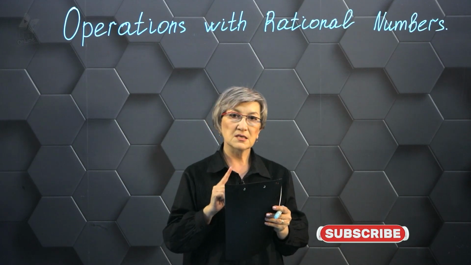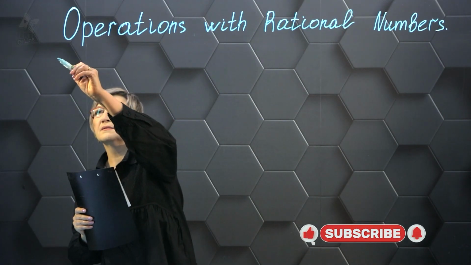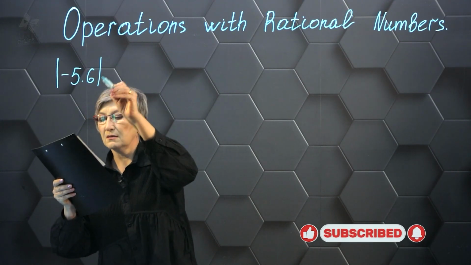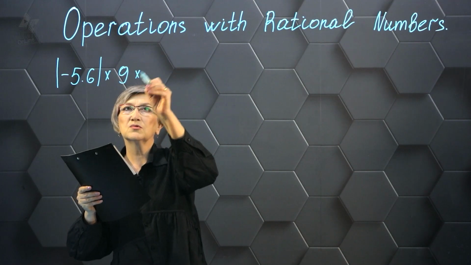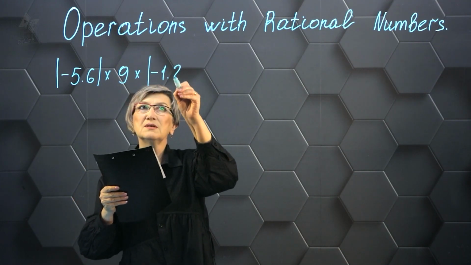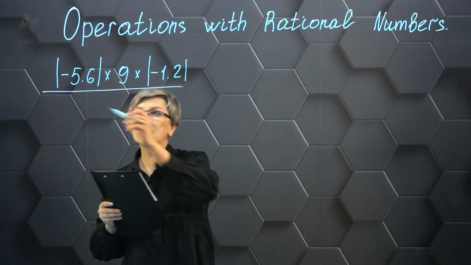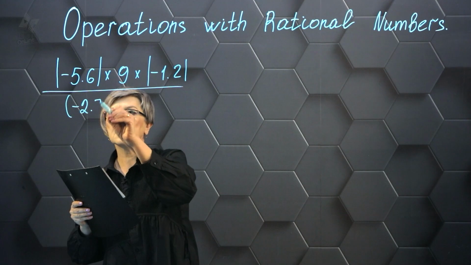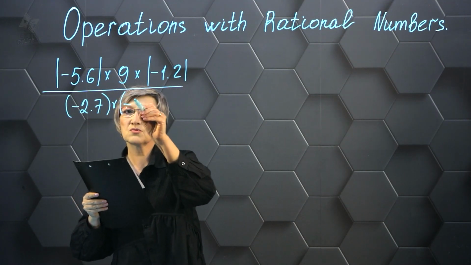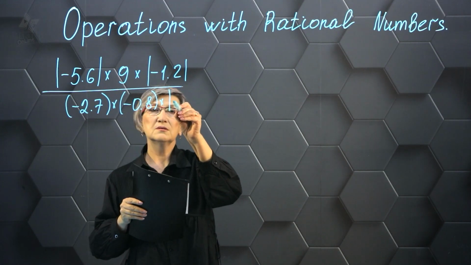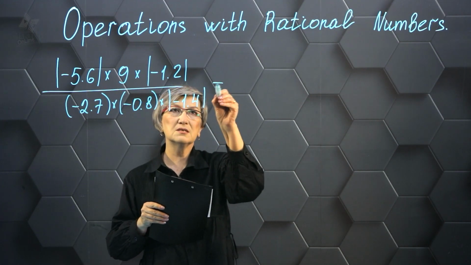Hello! Today in the lesson we will solve another example where we will use the rules of operation with rational numbers. First, let's write down an example. The modulus of the number minus 5.6, multiplied by the number 9 and multiplied by the modulus of the number minus 1/2. And this product must be divided by the product of the following numbers: minus 2.7 times minus 0.8, and multiplied by the modulus of the number minus 1/4.